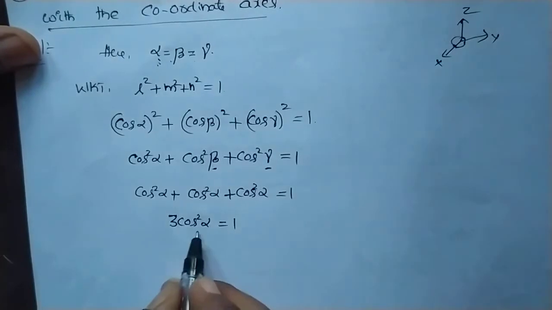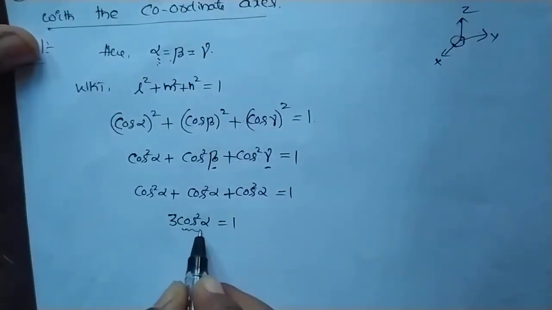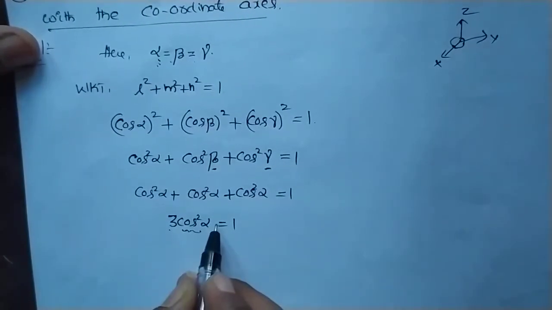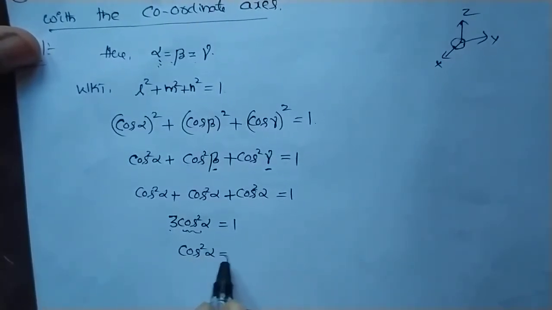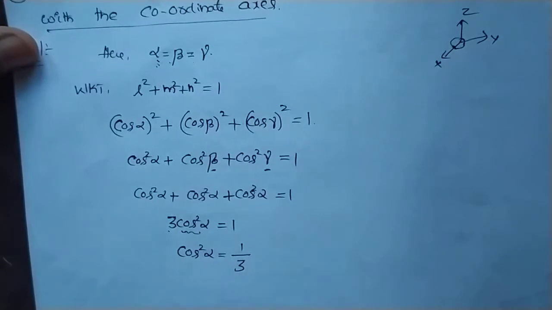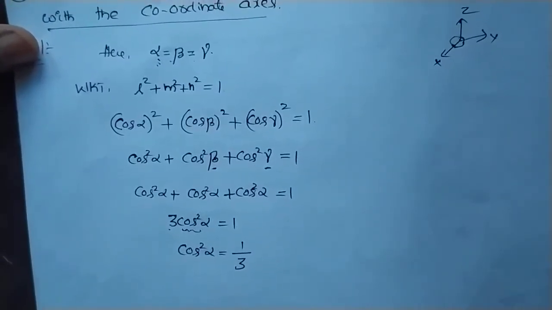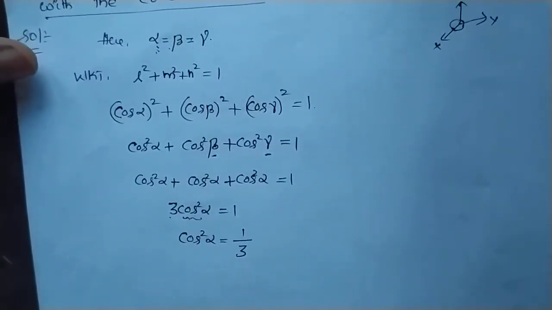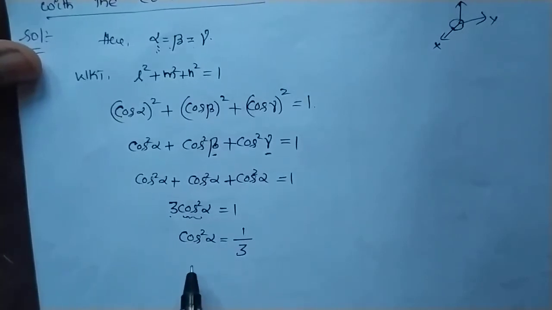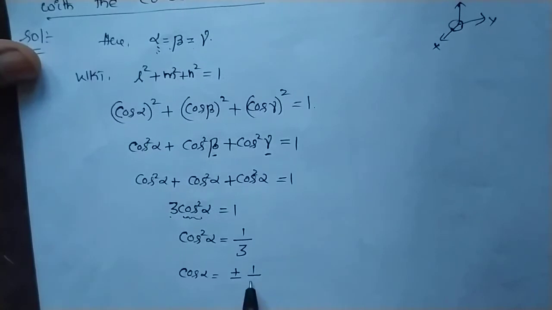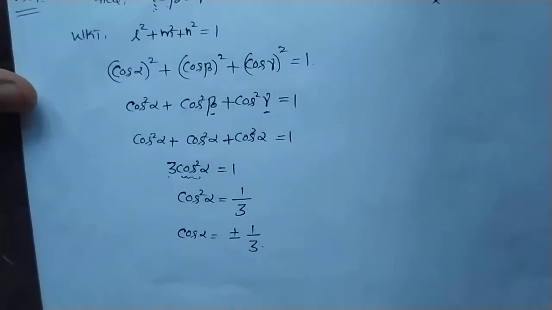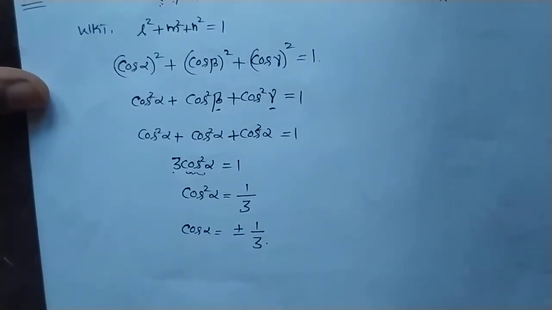Understand? Next, I want cos square alpha. Send this 3 to the right side, it divides. Cos square alpha equals 1 by 3. Now I want cos alpha. Cos alpha equals plus or minus 1 by root 3.